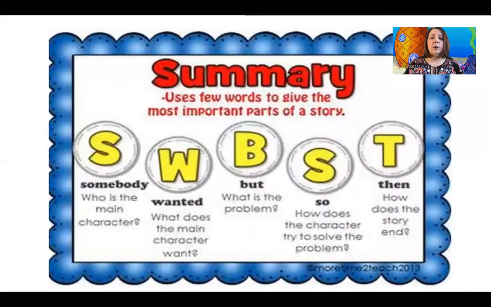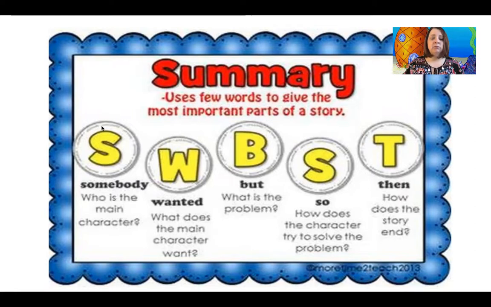So how do you summarize? Well, the thing with a summary is a lot has happened so far. Even if we just take one chapter, a lot has happened in one chapter. So your job is to shrink it and use as few words as possible to tell the most important parts of the story. So this is an acronym, SWBST, an acronym that a lot of teachers use to teach their students how to summarize. So this is what it stands for.